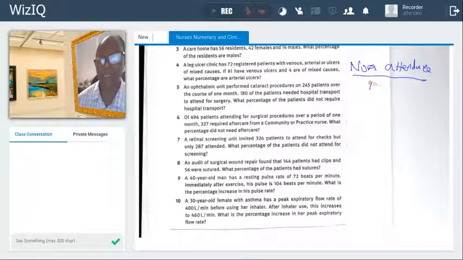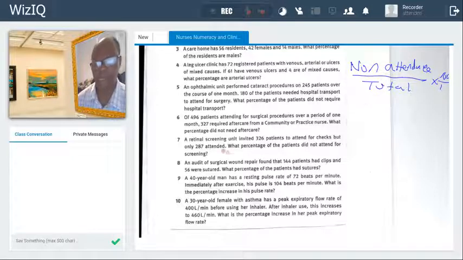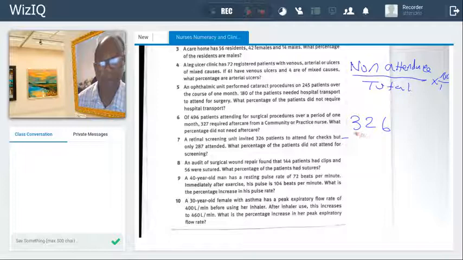Divide by total times 100. Okay. So this is non-attendance. Okay, so we need to look at non-attendance. So 326 were invited and 287 actually attended. So we need to subtract. So 326 were invited. Take away those who attended.